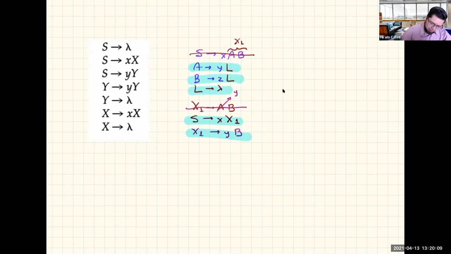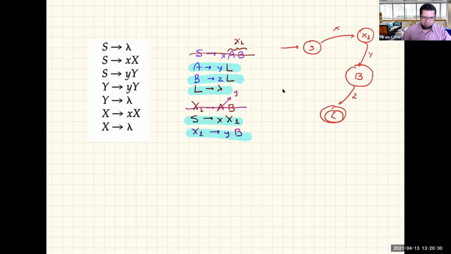And now you can simply draw S, X, X1, Y, B, and B is Z, L, and L is an accept state. If you examine the old one, X, A, B, A is Y, and B is Z, you can see it was X, Y, C. Just like this one, X, Y, C. So we have done, again, three things.